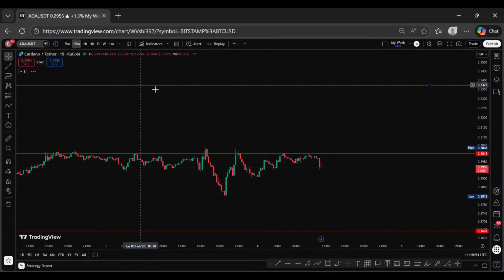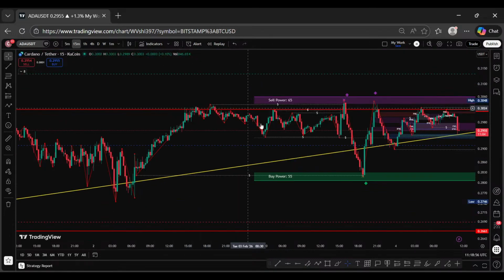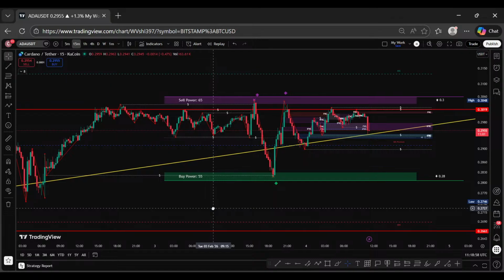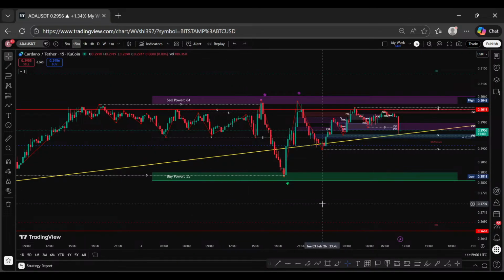Okay, so let's go and check the 15-minute chart time frame. Okay, so there it is. It's a V-type shape.